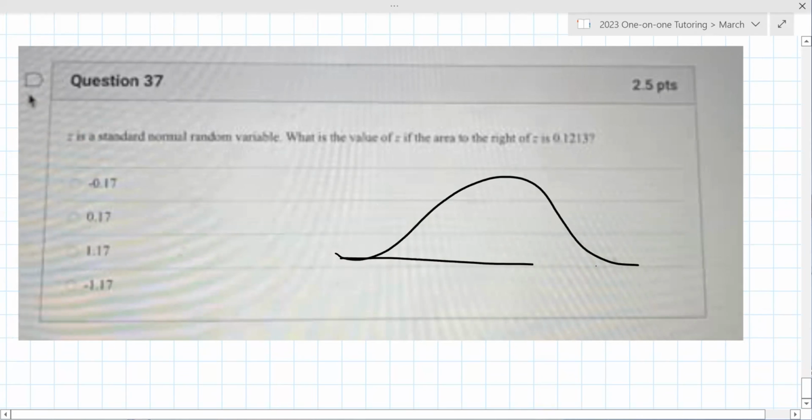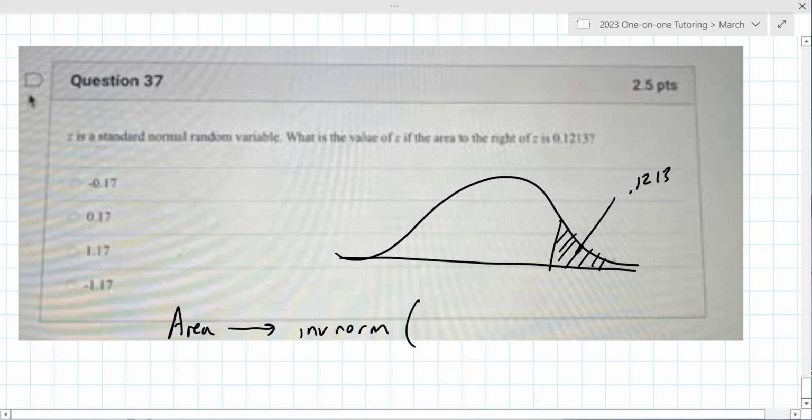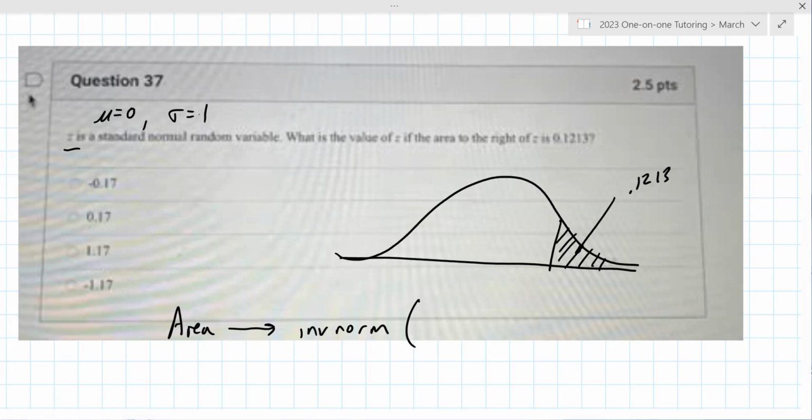All right, if Z is a standard normal random variable, what is the value of Z if the area to the right of Z is 0.1213? So they're saying the area here is 0.1213. So when you're given the area, this is when you use inverse norm. For a Z, the mu is always 0 and the sigma is always 1. And now I'm trying to find the right tail. Exactly.